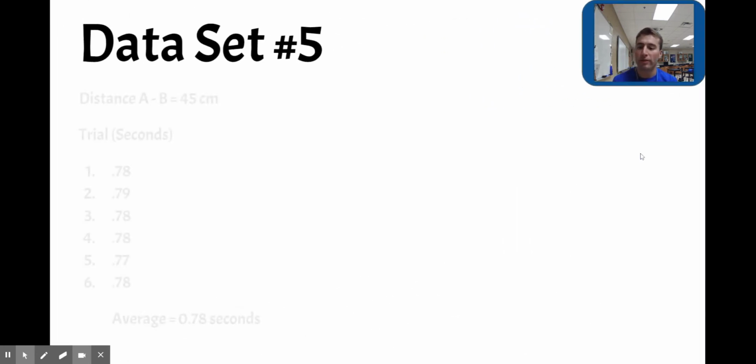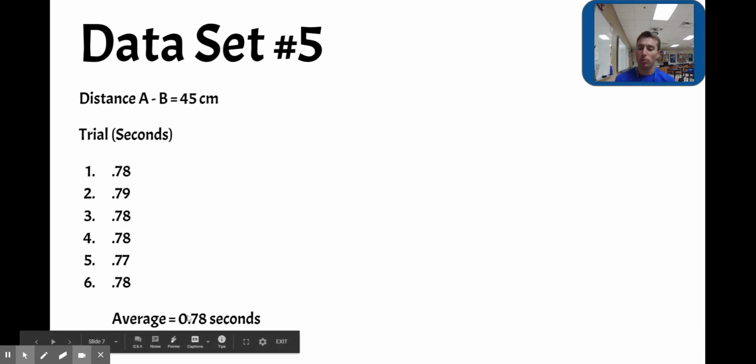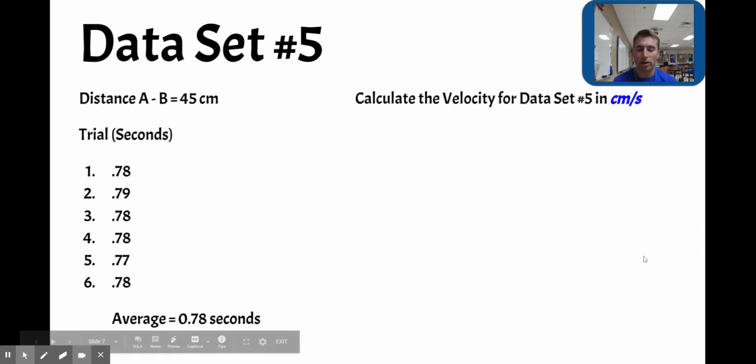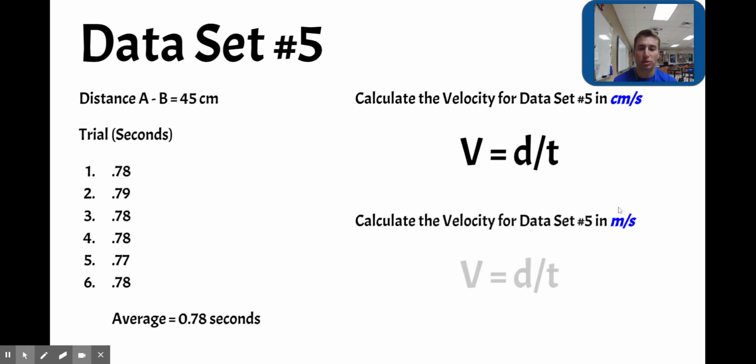One more to go. We have data set number 5. We have now reduced the distance to 45 centimeters. This is the smallest we're going to get, and our time has adjusted to 0.78 seconds. Calculate that data set's velocity in centimeters per second using velocity equals distance over time. Now do the same thing for that data set, but in meters per second.